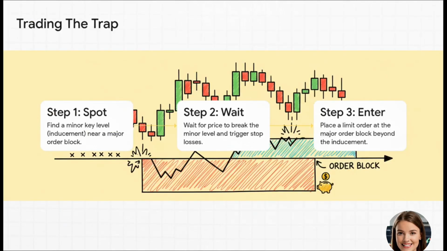So here's how you trade it. You're looking for an obvious little support or resistance level that's forming near a major valid order block. That little level, that's the trap. That's the inducement. Now, instead of trading the bounce off that level like everyone else, you wait. You wait for price to crash right through it, trigger all those stops, and then you enter at the real order block just on the other side. It's like letting smart money clear the path for you.